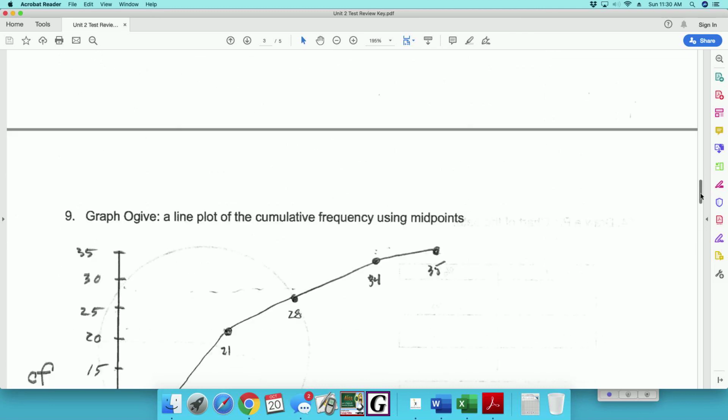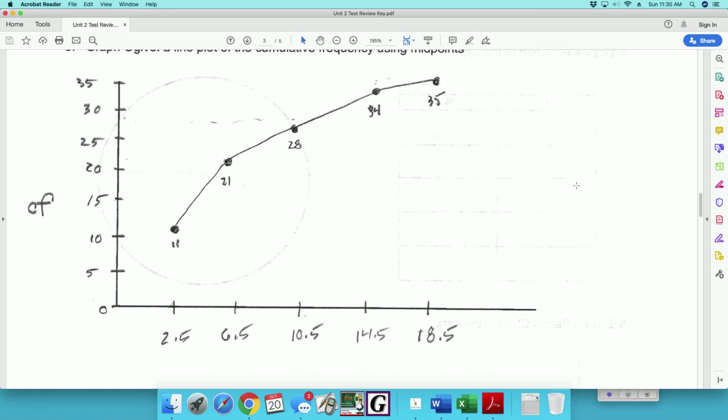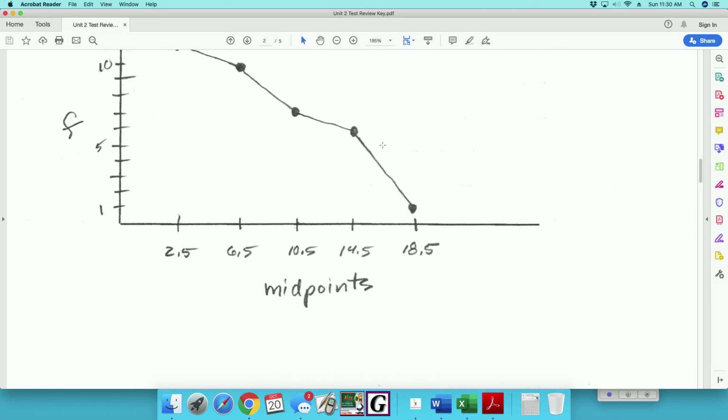The next graph is an ogive based on midpoints. So put all your midpoints at the bottom. And this is cumulative frequency. So it goes 11, 21, 28, 34, 35. It ends up with 35. I'm not worried about starting at 0. The same thing with this one. I'm not worried about starting at 0 and ending at 0 like the book does.